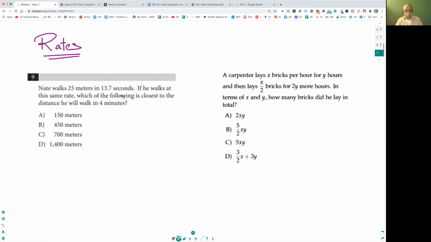Get an answer. Remember, they're asking you for the closest, right? So you have to read a little bit carefully, but I think most of you are getting it. Some of you are getting something like 437. So well done.